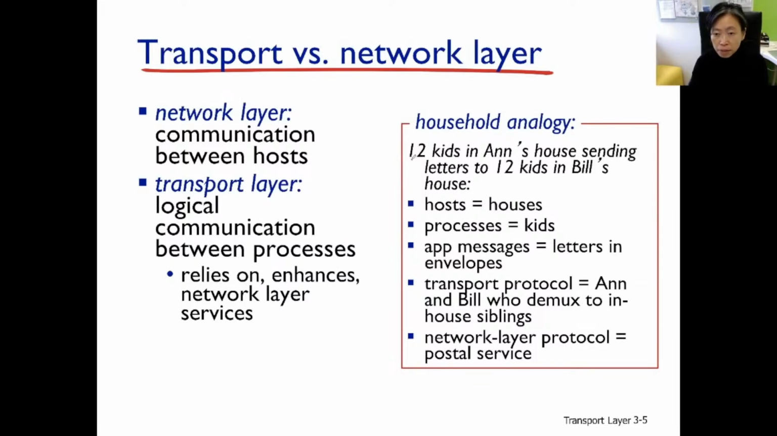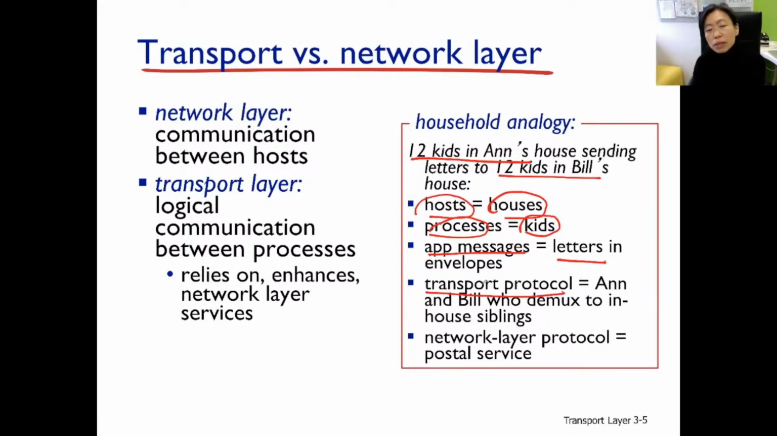So the example is this. Anne has 12 kids in the house, and Bill also has 12 kids in the house. Both big families. And for some reason, Anne's kids and Bill's kids are good friends with each other. So Anne's house and Bill's house, consider them as hosts. And each kid generating letters to send to each other will be the processes. So 12 processes generating messages independently and trying to send them to Bill's house, reaching Bill's kids. Each letter generated by each kid is an application message.